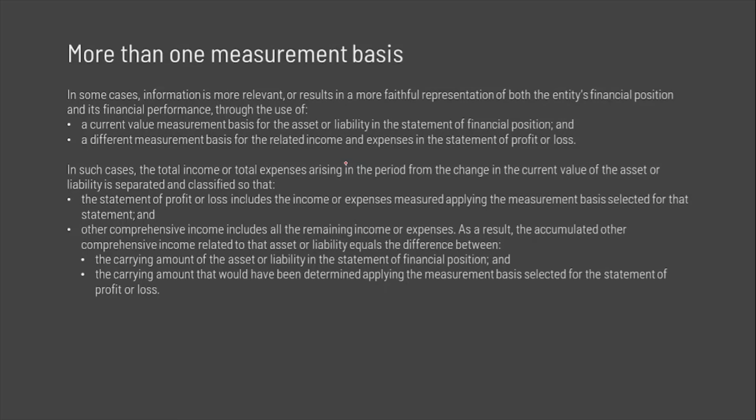In some cases, however, it may be more appropriate to use a current value measurement basis for the asset or liability in the statement of financial position and a different measurement basis for the related income and expense in the statement of profit or loss. In such cases, the related total income or expense may need to be allocated to both profit or loss and other comprehensive income. For example, a debt instrument may be measured at fair value in the statement of financial position. However, the interest income is measured in relation to the instrument's amortized cost, while the fair value changes are recognized in the other comprehensive income.